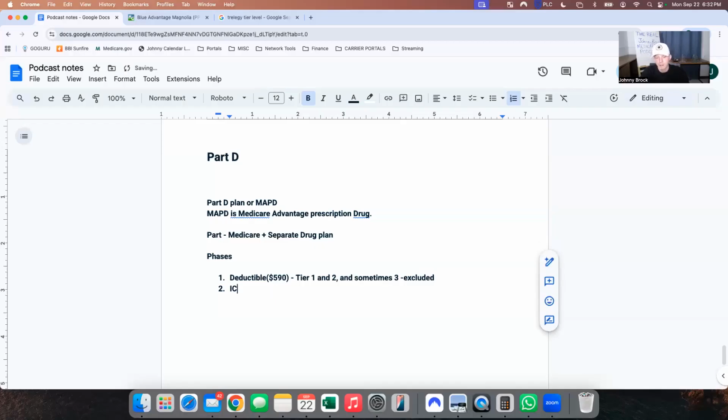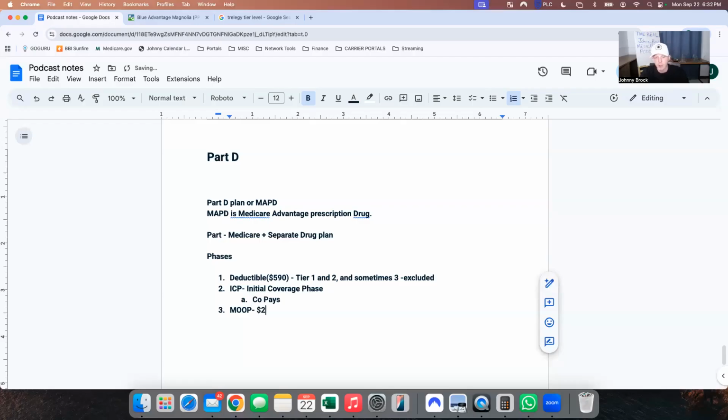The second phase is the ICP, the initial coverage phase. The initial coverage phase is where you have copays. Those copays are pretty much similar to the maximum out of pocket we went over on Medicare Advantage. The copays that you pay for that drug are going to add up to the maximum out of pocket. Your max out of pocket is your final stage, which is $2,000.